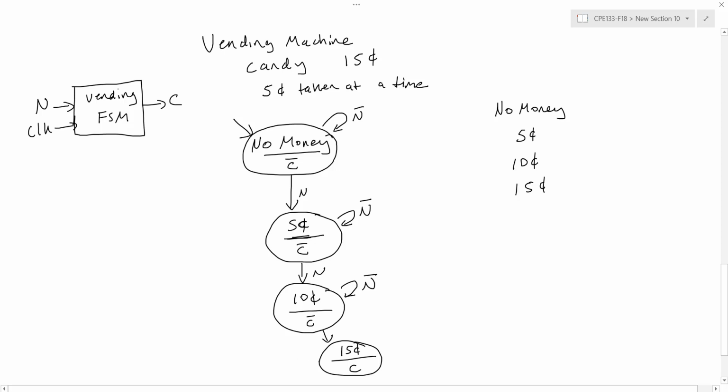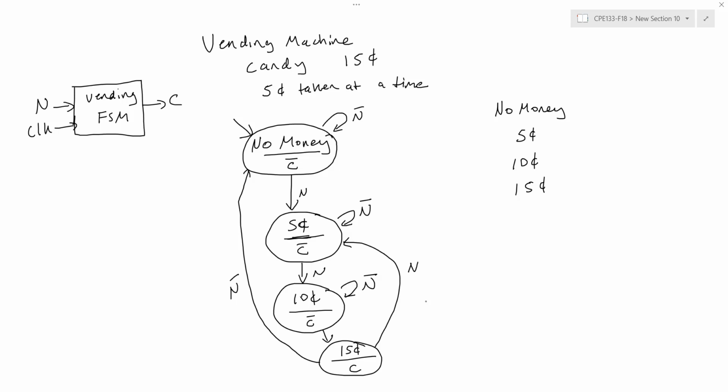Now, from this state, if I don't put in any more money, then on the next clock pulse, I'm going to go back to the first state where I have no money in the machine yet. But if I put in another nickel right away, then I'm going to go ahead and go back to the 5-cent state. And so that's my FSM for the candy vending machine.